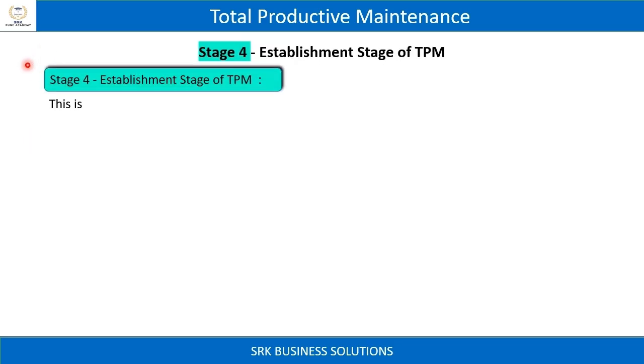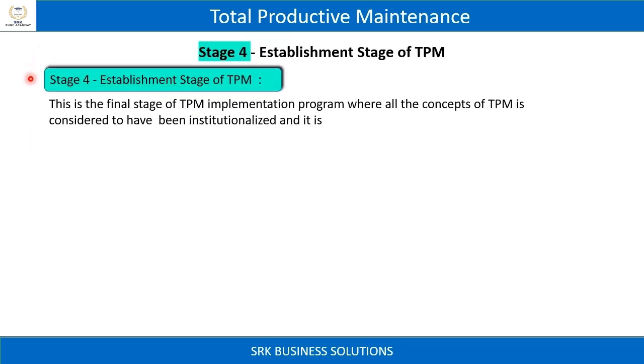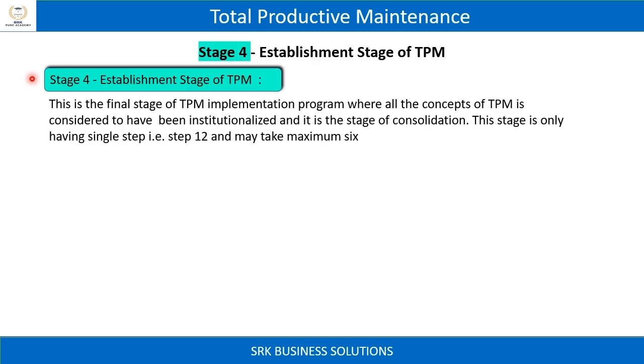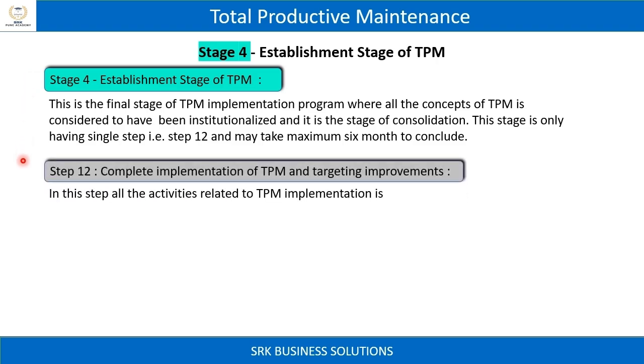Now, stage 4, that is establishment stage of TPM. This is the final stage of TPM implementation program where all the concepts of TPM are considered to have been institutionalized, and it is the stage of consolidation. This stage has only a single step, that is step 12, and may take maximum 6 months to conclude.